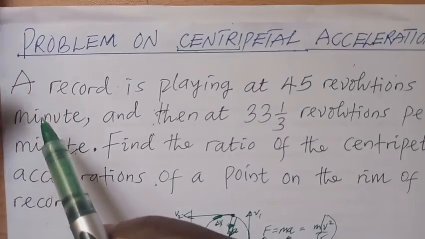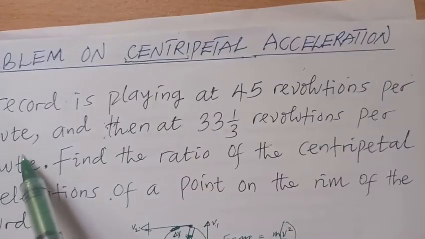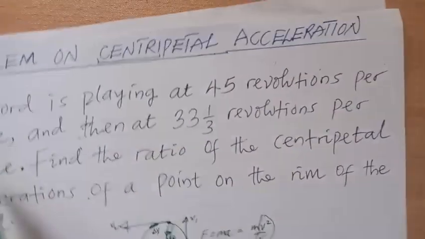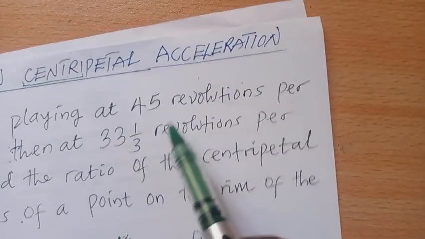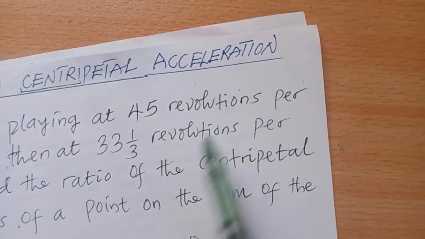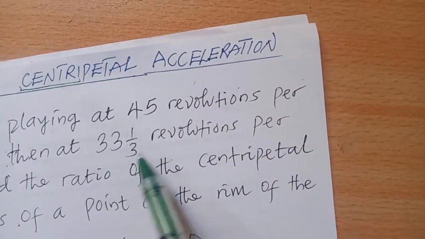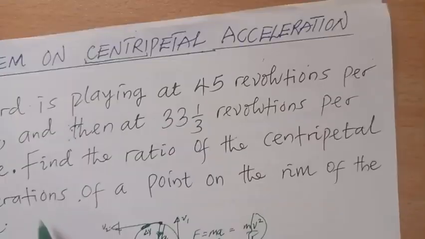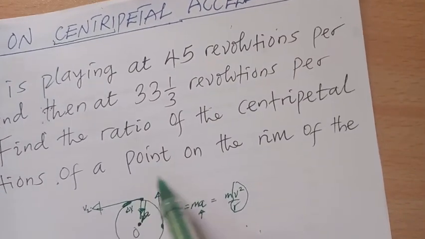They said a record is playing at 45 revolutions per minute, meaning this is the angular frequency of the record. And then it changes from this value to this value. It means the frequency of revolutions changes from 45 to 33 whole number 1 upon 3 revolutions per minute. Find the ratio of the centripetal accelerations of a point on the rim of the record.